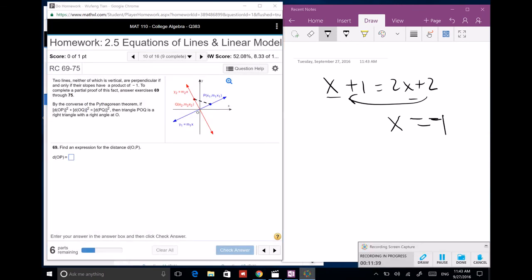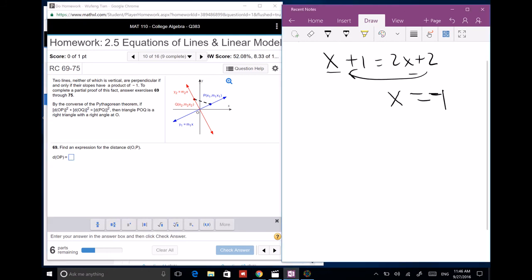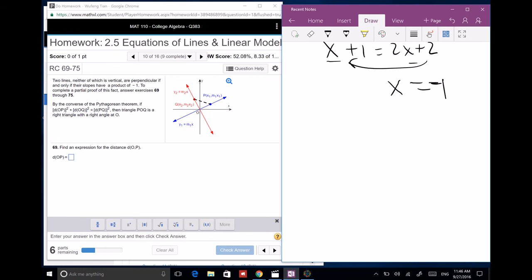Let me stop here for a second. Let's continue. Two lines, neither of which is vertical, are perpendicular only if the slopes have a product of negative 1. That's what we said, opposite reciprocal. Now find an expression for the distance of OP. So OP, this is point P, right? Let's start a new one.